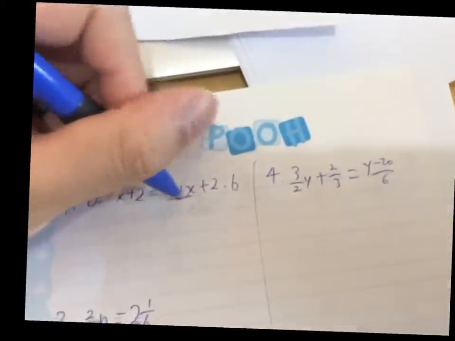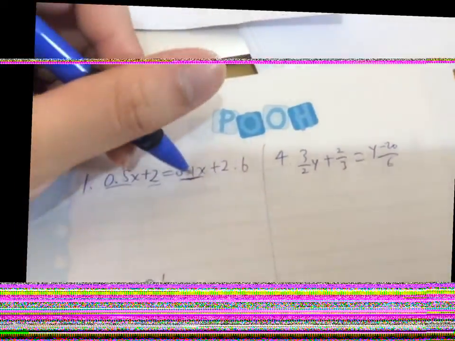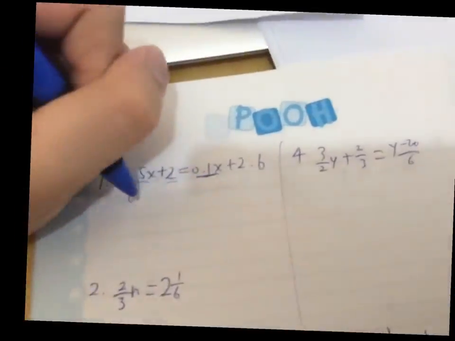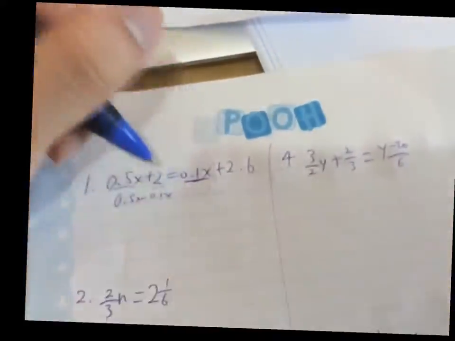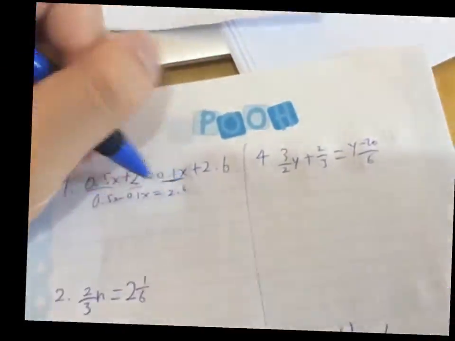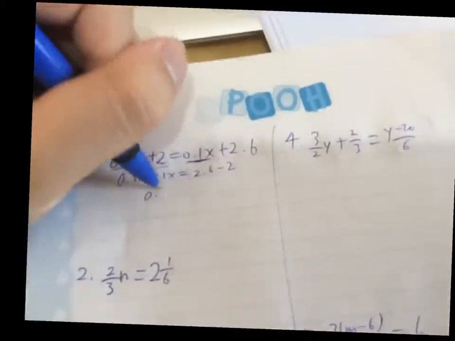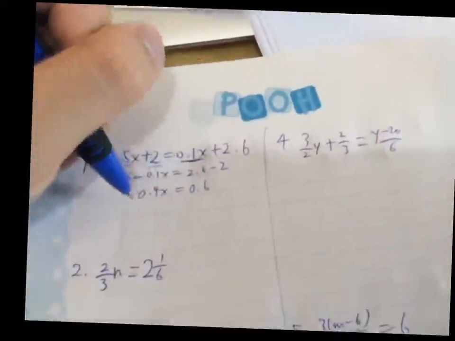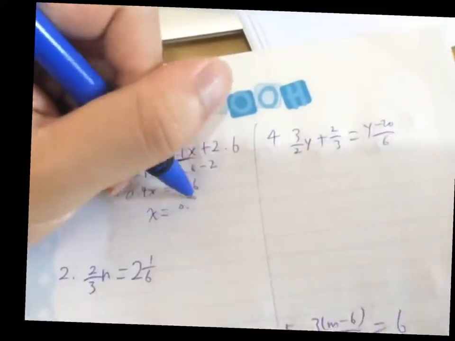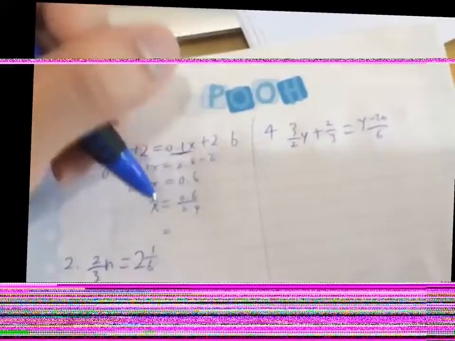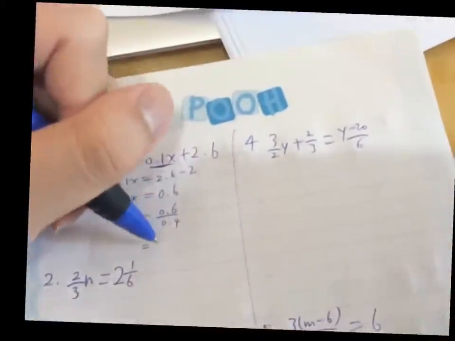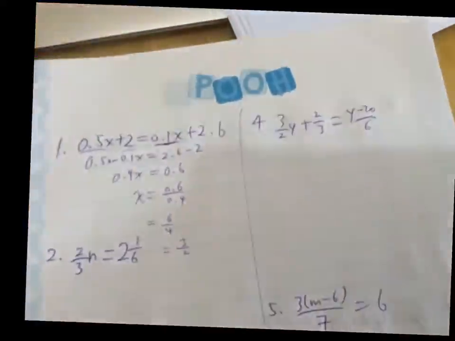Okay, there are 4 terms, so left hand side 2 terms, right hand side 2 terms. You need to move this term out to here, so it becomes 0.5x minus 0.1x. And this 2.6, you can move the whole term to the right to become negative 2. And it will be negative 0.4x equal to 0.6. Okay, and then you can divide the 0.4 to the right hand side, and it will be 6 over 4. Okay, and this will be 3 over 2. So x is 3 over 2.